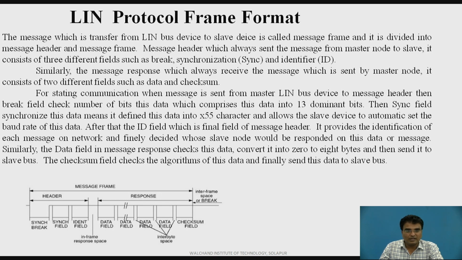Then the break field checks the number of bits of this data, which comprises 13 dominant bits. Then the sync field synchronizes this data, meaning it defines this data into 55 characters and allows the slave device to automatically set the baud rate of this data. After that, the ID field, which is the final field of the message header, provides the identification of each message on the network, and finally decides which slave node would respond to this data or message.